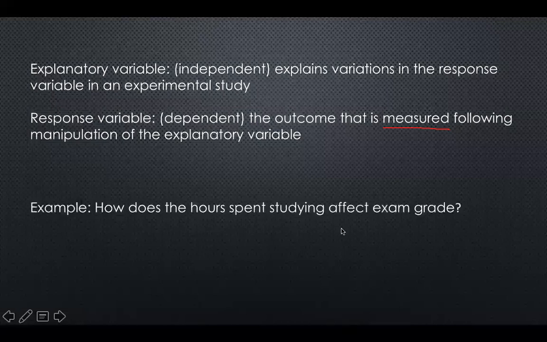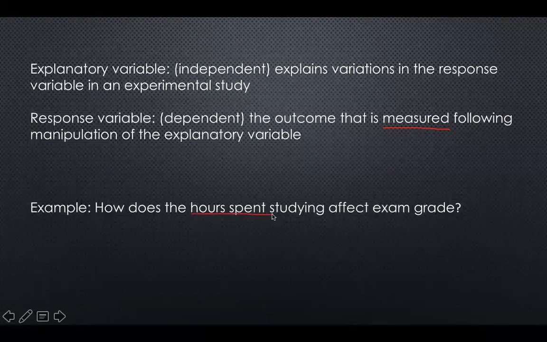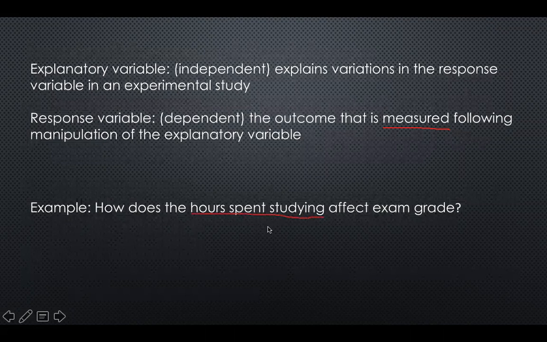So, for example, how do the hours spent studying affect one's exam grade? The hours spent studying would be the explanatory variable because they can be manipulated. And then the exam grade is what you're measuring. Someone may argue that you measure the hours spent studying. No, you assign someone to study a certain number of hours, and then you measure their results based on how long they studied in their exam grade.